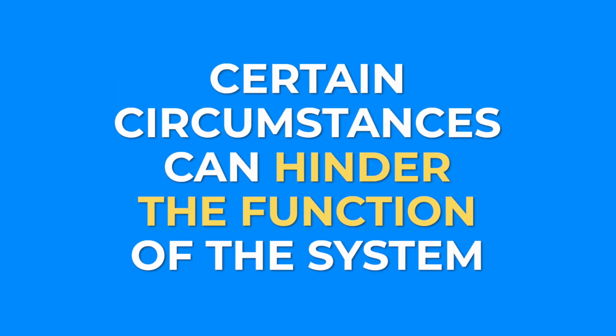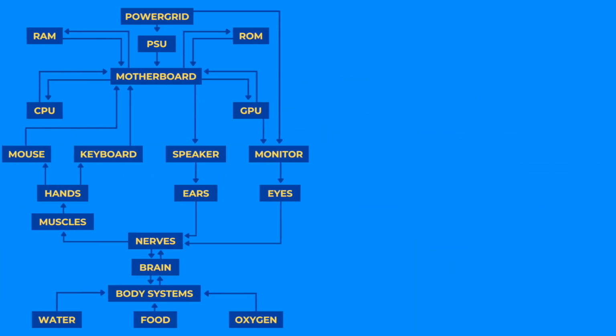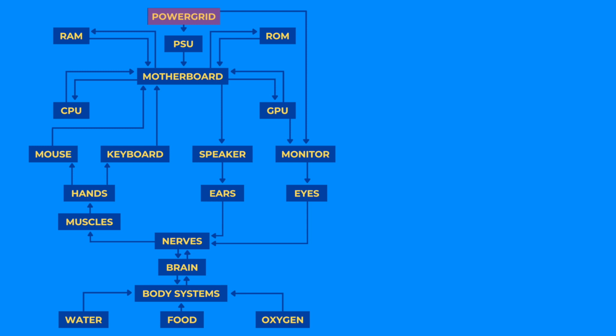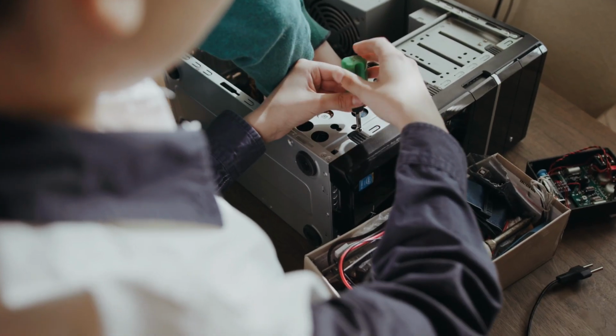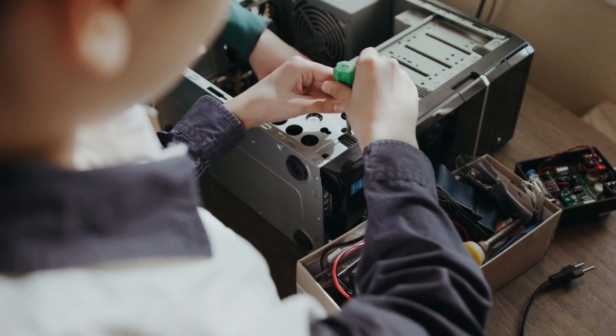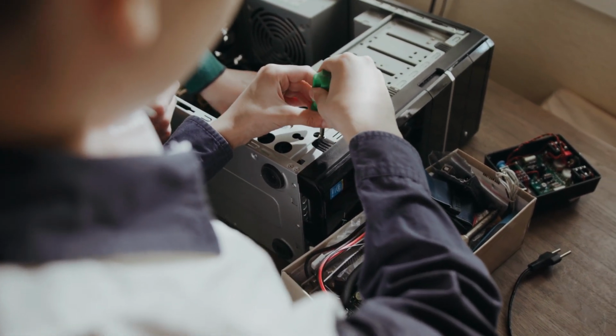Certain circumstances can hinder the function of the system, be it momentarily or permanently. For example, if there is a problem in the power grid, say a brownout, then the whole system will not function until the power is restored. Same goes for the components of the computer system. If one is broken, then the functioning will be compromised until the broken part is repaired or replaced.